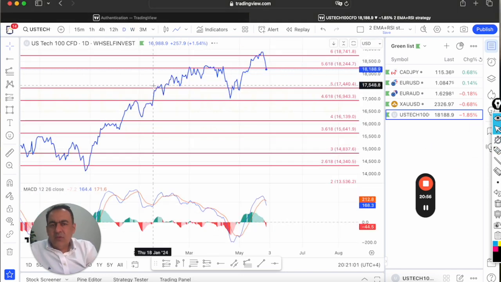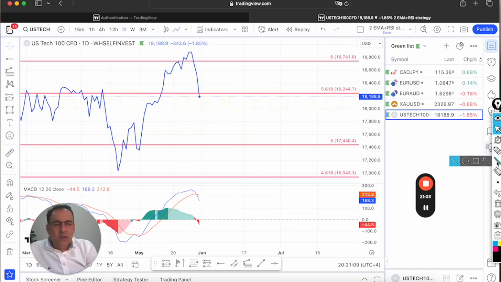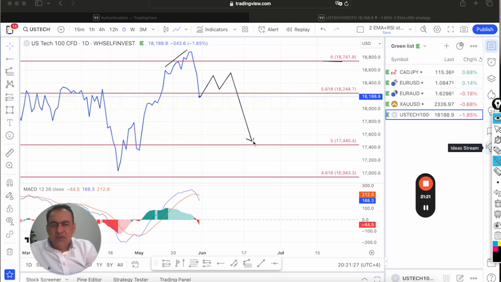Now let's move down to daily. I can clearly see that the sellers are enjoying the control on daily time frame. They broke this level of FE 600, but it was a false breakout. They could not sustain. They have already crossed fib extension 5.618. We may get some short-term bounce and then continuation to FE 500, that is 17,440, and it is also a major area of support.